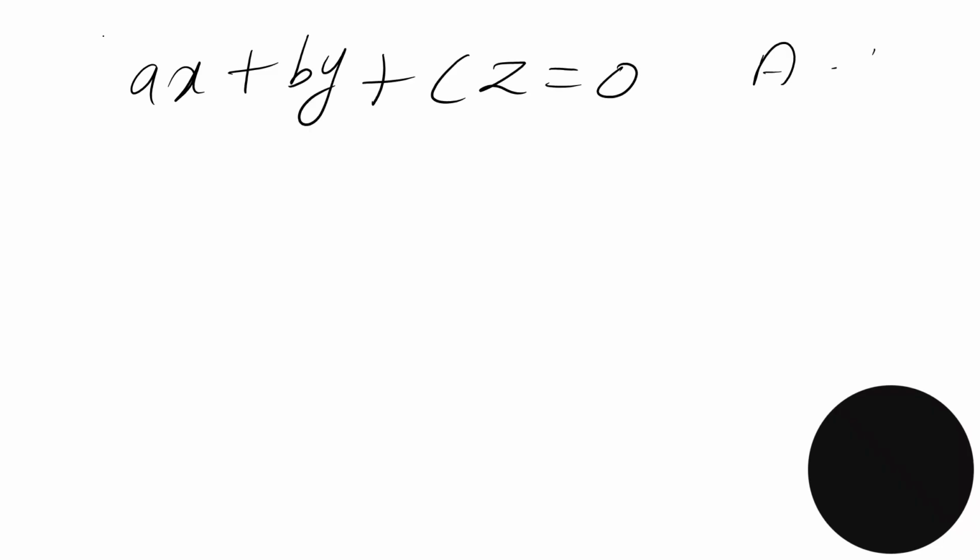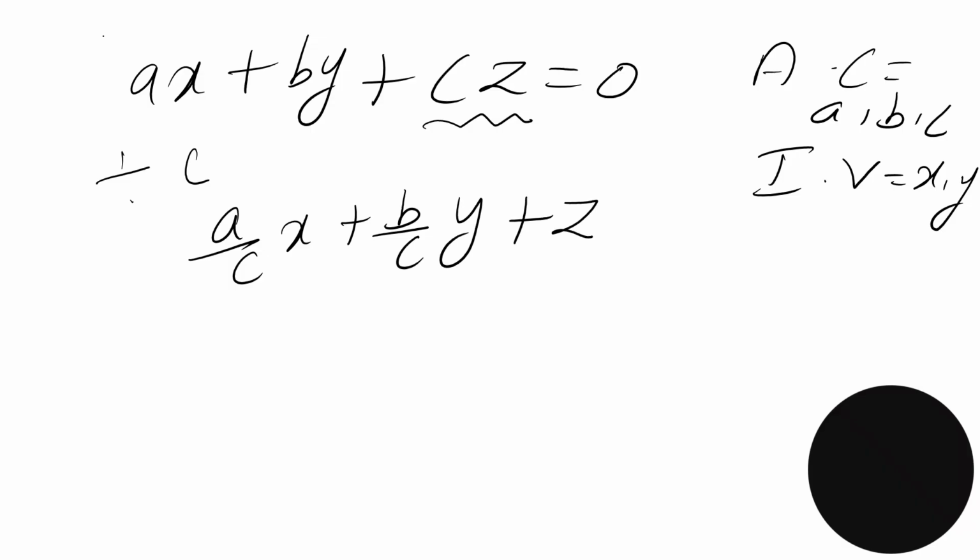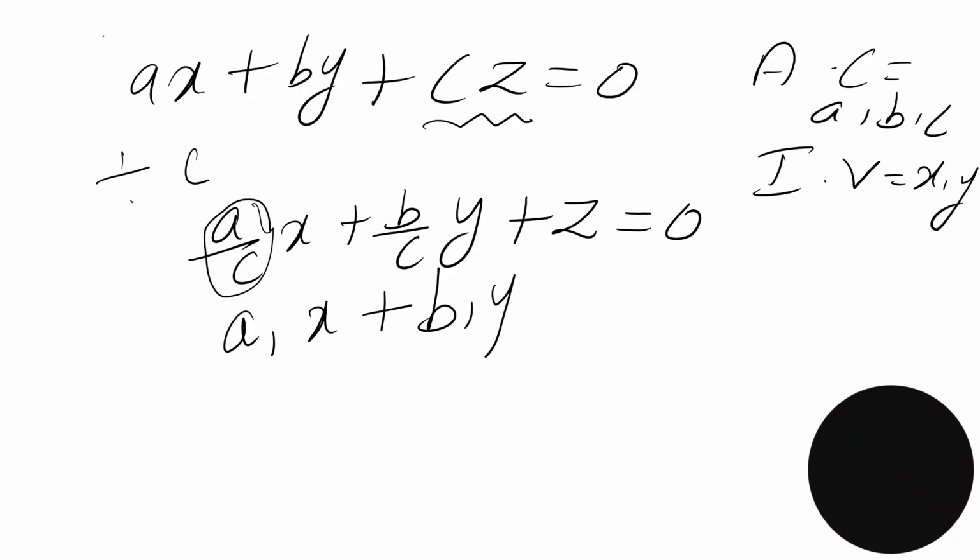So how many arbitrary constants? a, b, c. What are the independent variables? x and y. See, always we see all equations represented as z equal to. So here c is with z, so multiply by c: (a by c) x, (b by c) y plus z alone in the third term. Now a, c both are constants. That's why I make it a common constant a1. This is a common constant b1, because b is also constant, c is also constant. So b1 y plus z equal to 0.